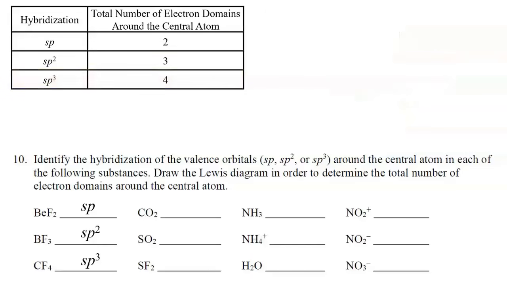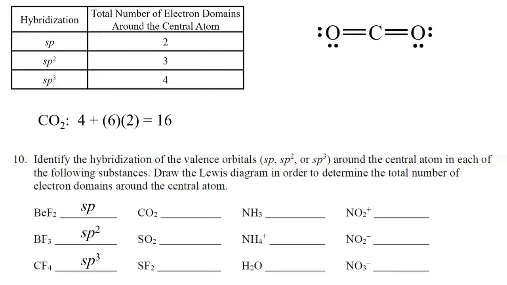All right, our next example is carbon dioxide, CO2. 4 valence electrons for carbon, 6 for oxygen, times 2, that's 16 valence electrons. And when you draw the Lewis diagram for CO2, this is what it looks like with 2 double bonds, and there are no lone pairs of electrons on the central atom. What can be confusing for chemistry students is whether or not that double bond counts as 1 or 2 electron domains. And here's the answer.